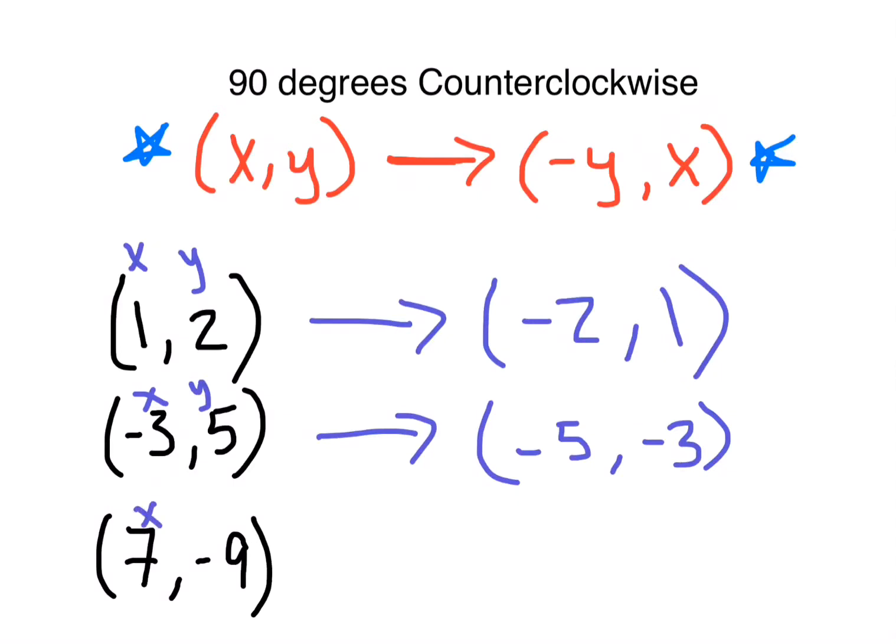Over here, the next one. This is an x. This is our y. So, again, the rule is negative y and x, so negative y here is a negative 9. So what is a negative of a negative 9? Negative and negative make a positive. So this becomes positive 9, and x is just by itself, which would just be 7.